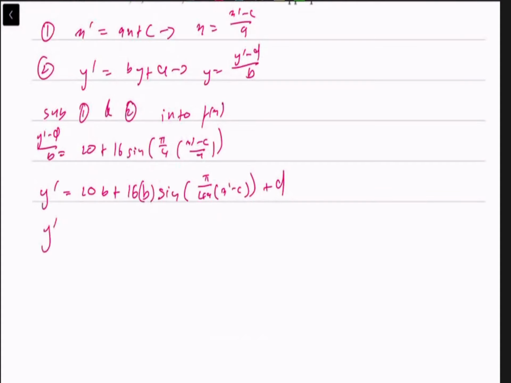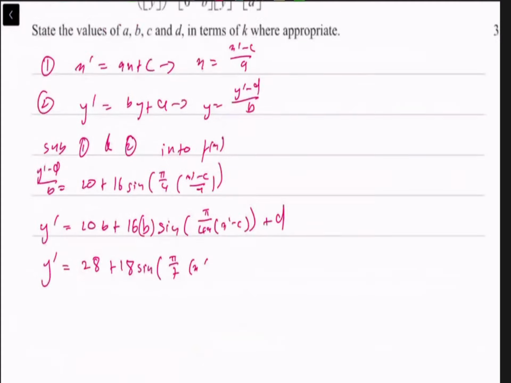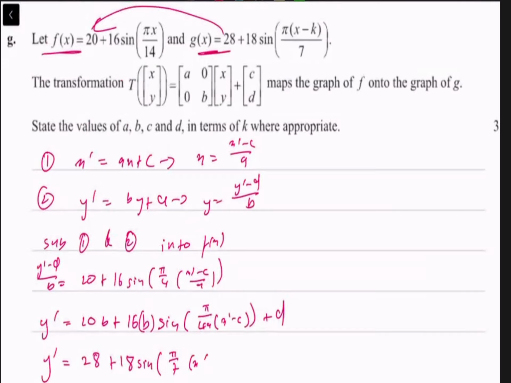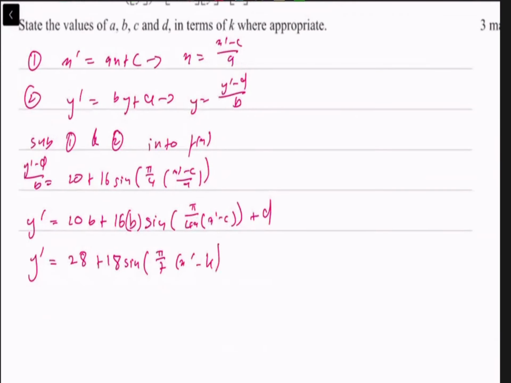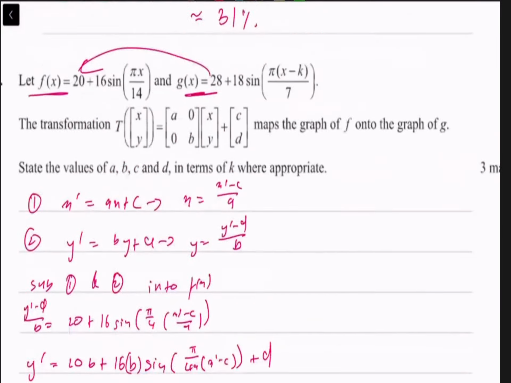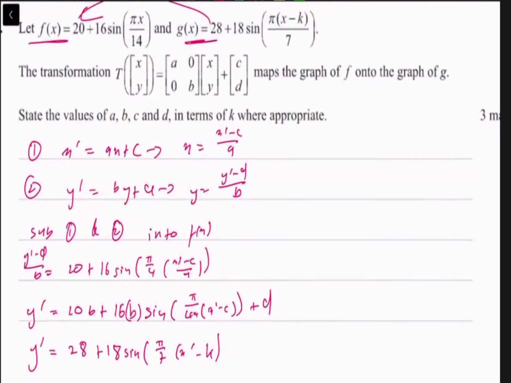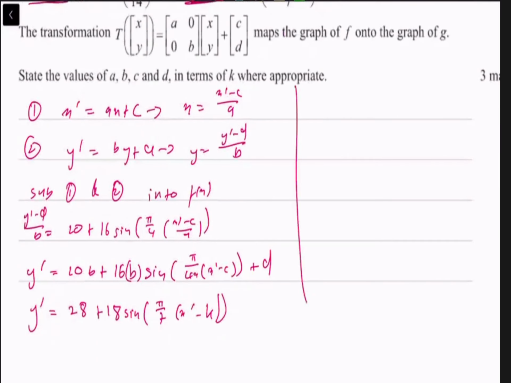I'm going to write g of x in terms of y dash and x dash because it's the transform function. So pi on 7, x dash minus k. Yeah, that's it. So through comparison, we'll start with b.